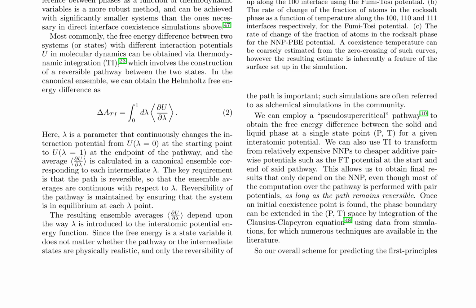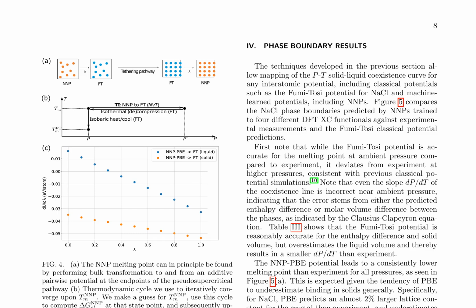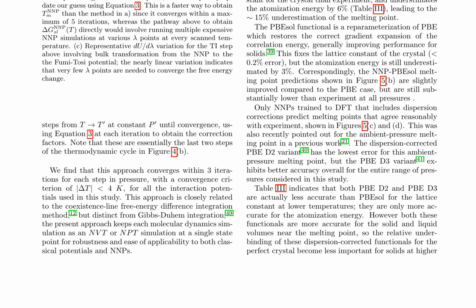thermodynamic variables. The authors then outline a three-step scheme for predicting the solid-liquid phase boundary of sodium chloride using neural network potentials, NNPs, trained to density functional theory, DFT. They detail the first step, which involves a four-step reversible pathway from liquid to solid at a single state point, and discuss the results of the method, including the estimation of the Gibbs free energy difference between the solid and liquid phases, which can be used to determine the melting point.